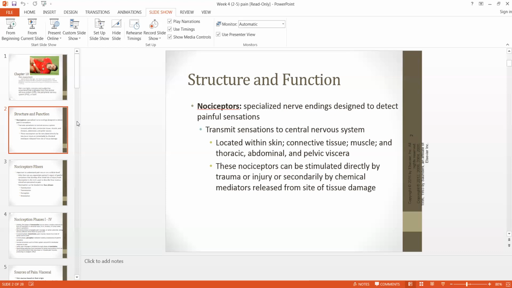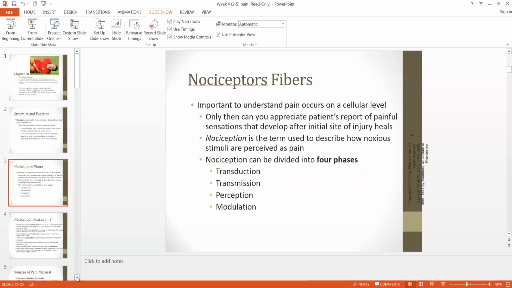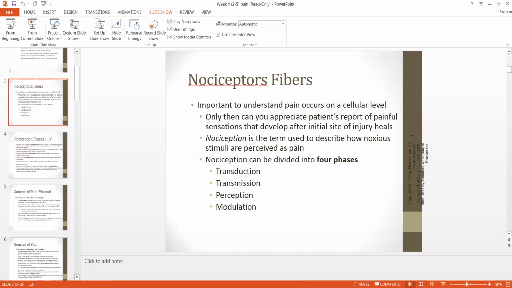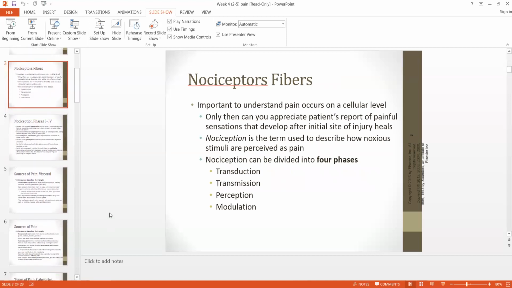So lots of different ways that patients can perceive pain. So really important to understand that pain is on this cellular level. It's a very small part of our body that's going to pick up this pain, but then multiplied over a large area of our body, perhaps like a sunburn would be. We can only appreciate the patient's report of these painful sensations that develop after the site of injury heals. That's kind of like a chronic.